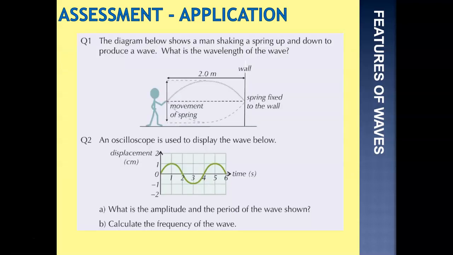Okay, further questions. So, the diagram below shows a man shaking a spring up and down to produce a wave. What's the wavelength? And question 2, an oscilloscope is used to display the wave below. What's the amplitude and period? And calculate the frequency. Pause the video whilst you attempt those questions.